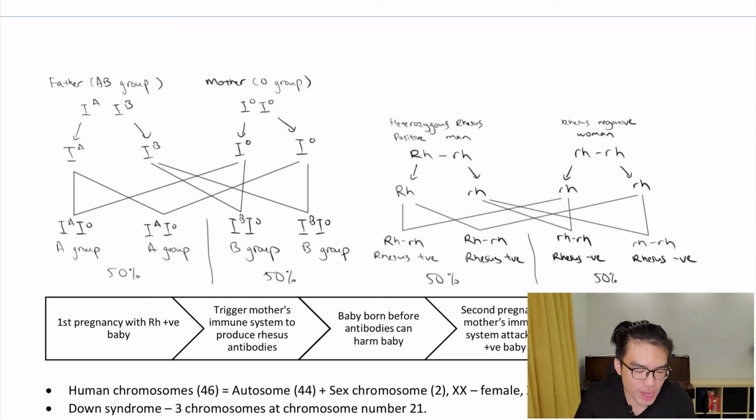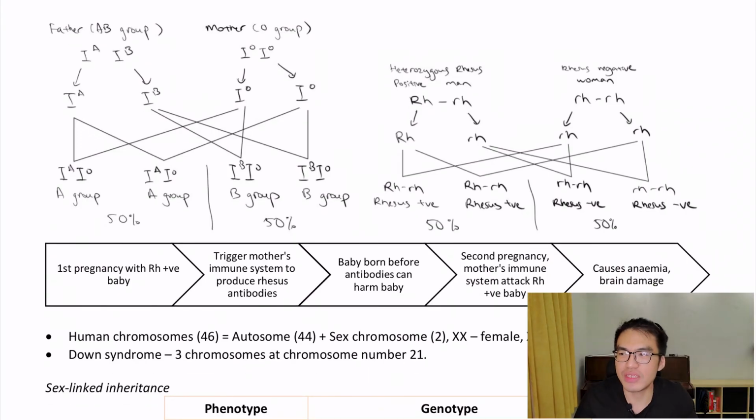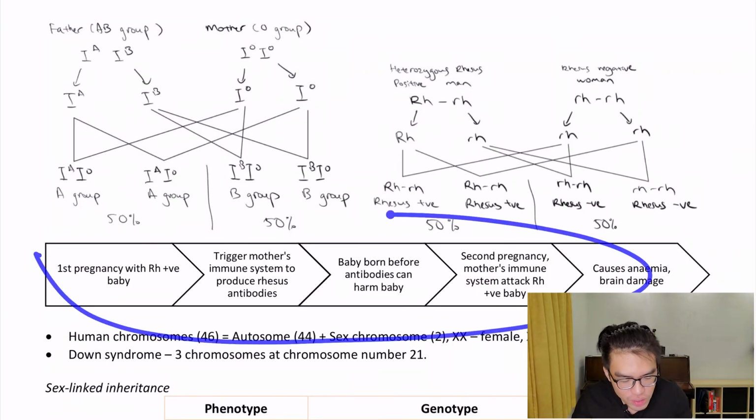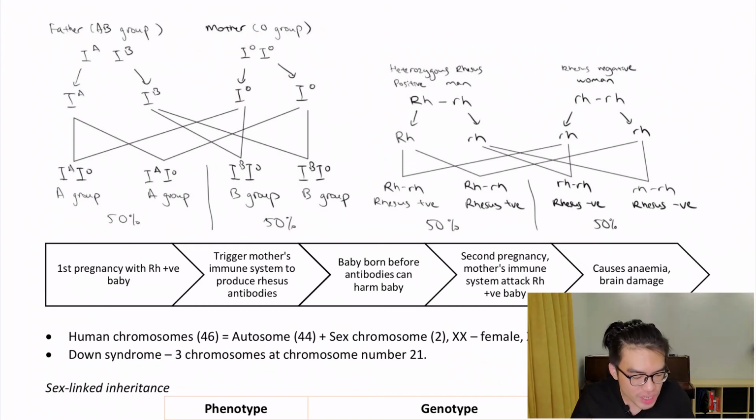Rhesus factor is when, okay, if someone is rhesus negative, it means rhesus positive blood can harm them. So I already included the explanation here. If a woman is rhesus negative and her child is rhesus positive, you have a problem. The first pregnancy of a rhesus positive baby will trigger the mother's immune system to produce rhesus antibody to attack the fetus. But before the baby can be harmed, he or she would have already been born. And then when a second pregnancy happens, if the baby is again rhesus positive, now you have another problem, because during the second pregnancy, the mother's immune system is now ready to attack the baby. This could cause anemia and brain damage.